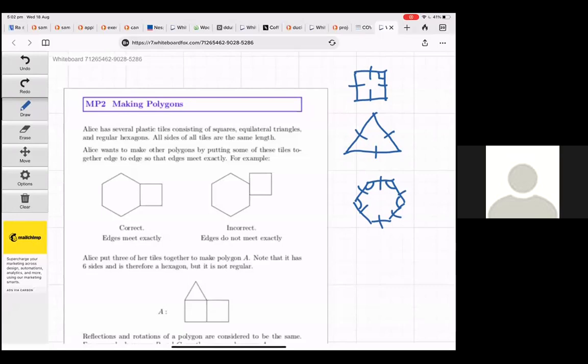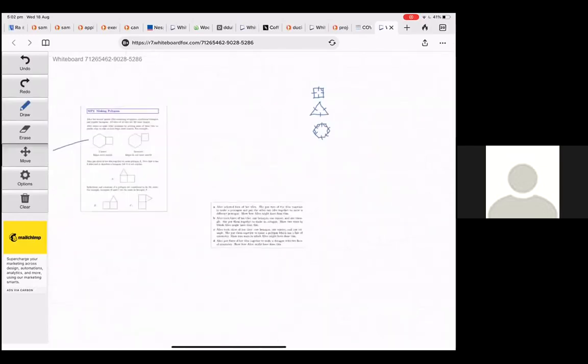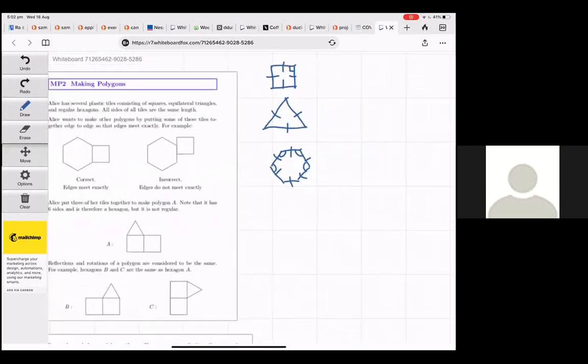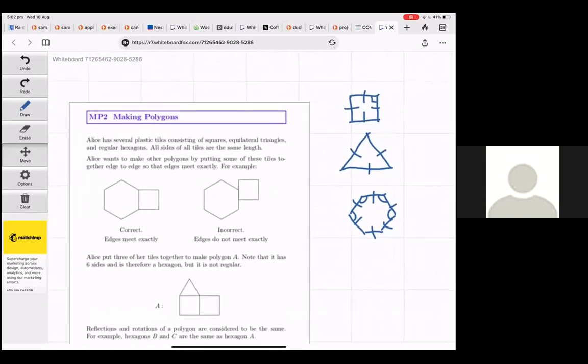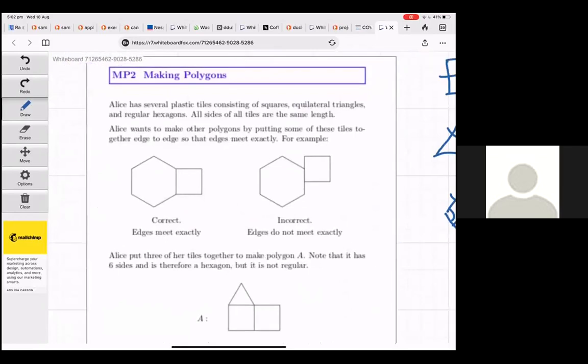Alice wants to make other polygons. Okay, so everyone knows what a polygon is? It's just a shape which has, oh no, where'd it go? Please don't do that. So Alice wants to make other polygons, which are just other shapes that have straight edges, by putting these tiles together edge to edge so that the edges meet exactly. So that means all these edges are the same length so that Alice can just join shapes on as she wishes because all the edges are the same.